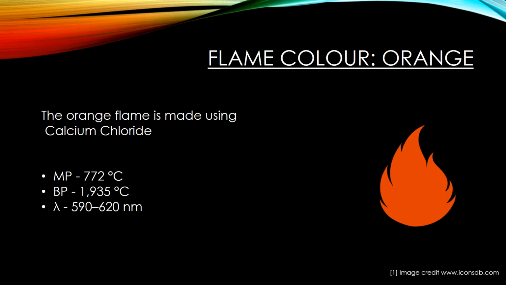An orange flame is produced by burning of calcium chloride. Calcium is the main species that causes this orange flame. Calcium chloride will have a melting point of 772 degrees and a boiling point of 1935 degrees. Orange light has a wavelength of between 590 to 620 nanometers. This is towards the lower end of the visible spectrum, but is still a higher wavelength than red light.